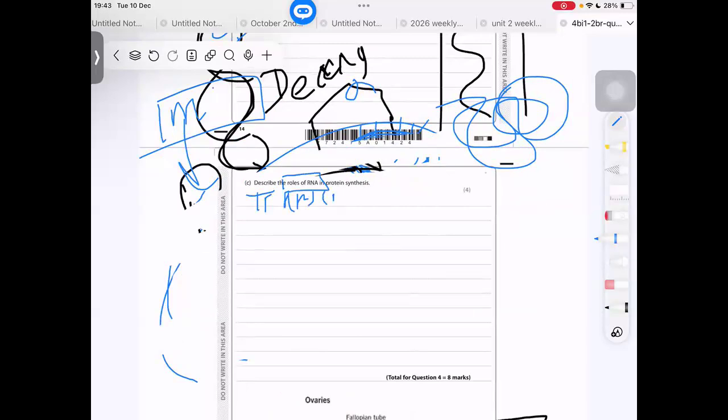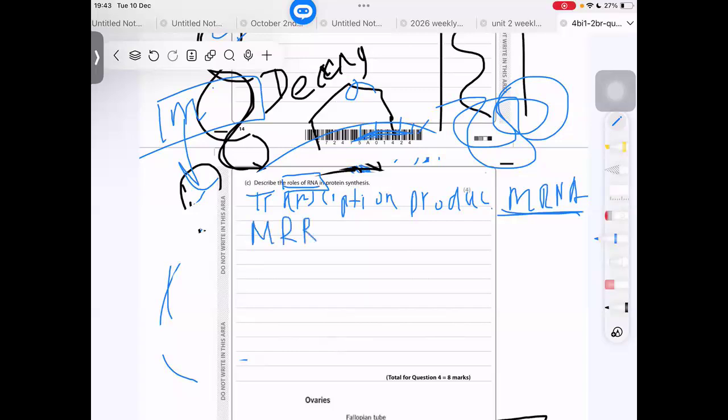So the answer should contain that transcription produces mRNA, because they're asking the role of RNA in protein synthesis. So it's better if you can write down what mRNA does, right? Transcription produces mRNA. You have to mention the role of the mRNA. What is the role of the mRNA? mRNA, simple m, okay? mRNA copies the code of the DNA strand.